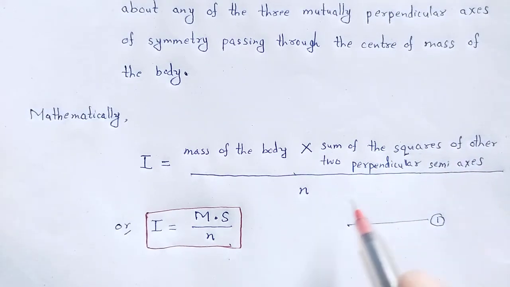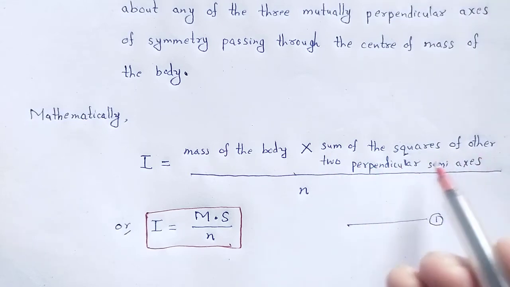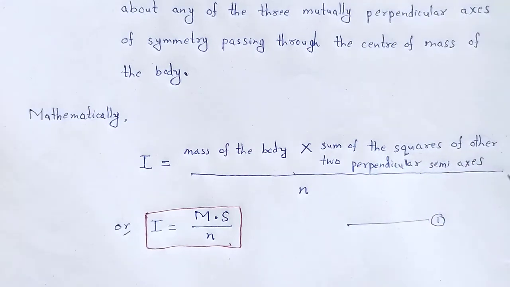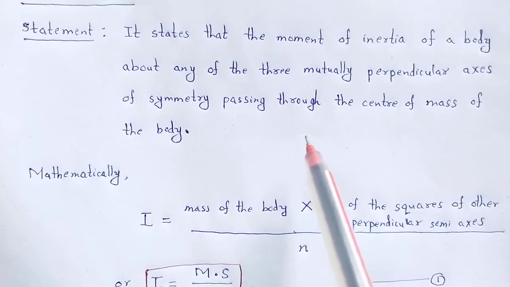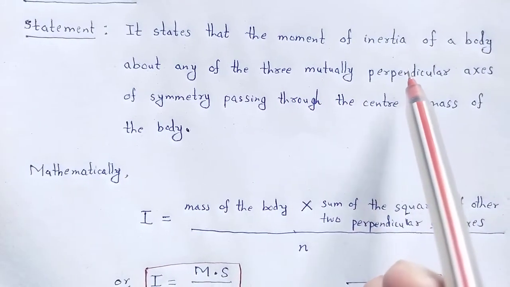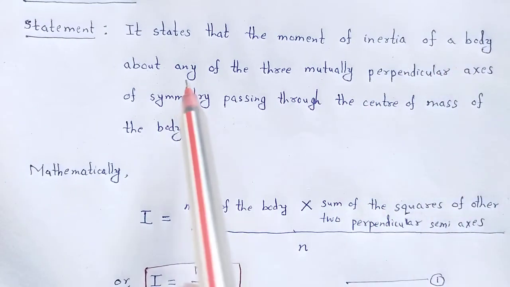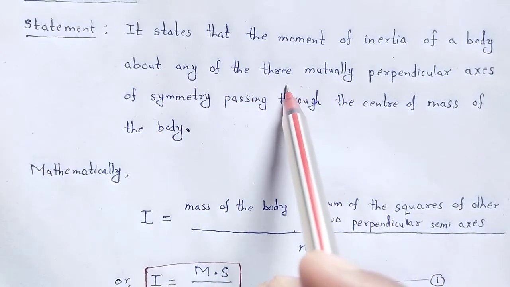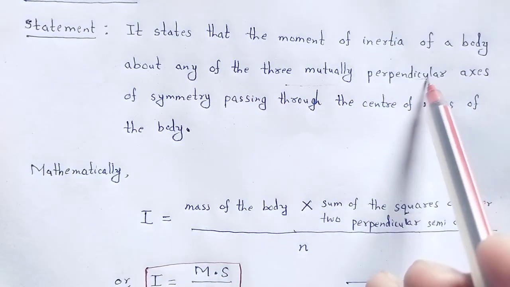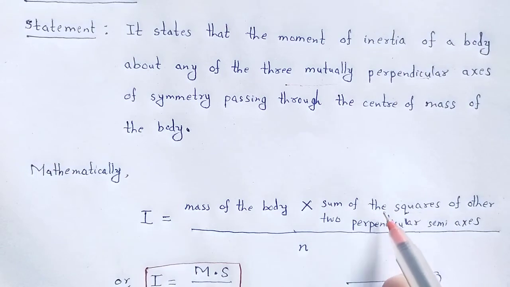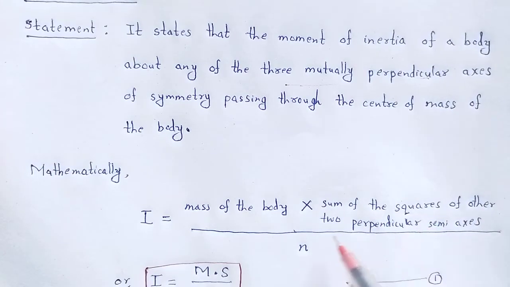Here, the sum of the squares of the other two perpendicular axes, other two in the sense that since we calculate the moment of inertia of a body about any of the three mutually perpendicular axes, that's why we calculate the sum of the squares of the other two perpendicular semi-axes.